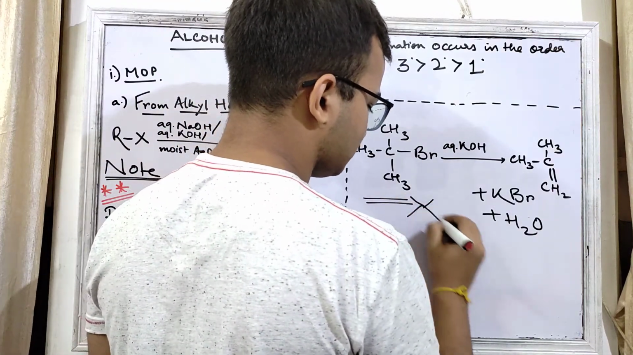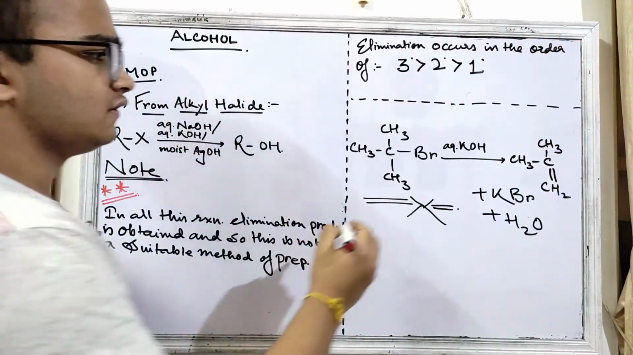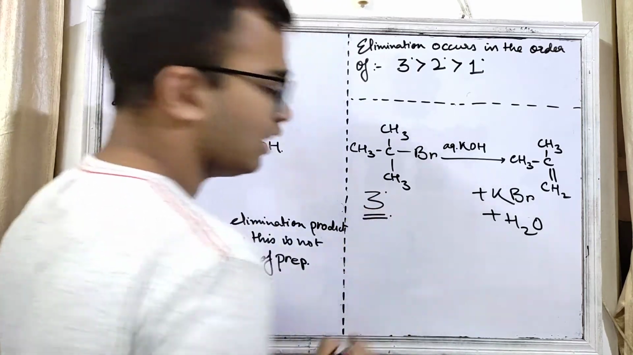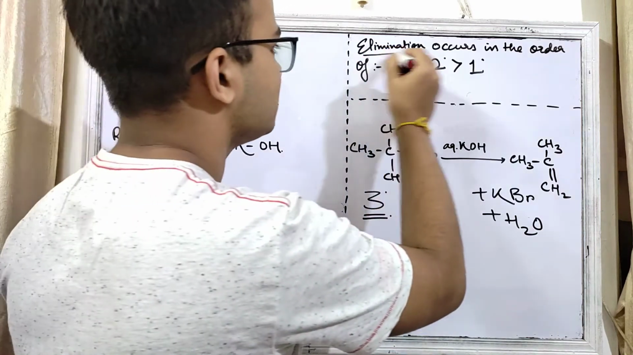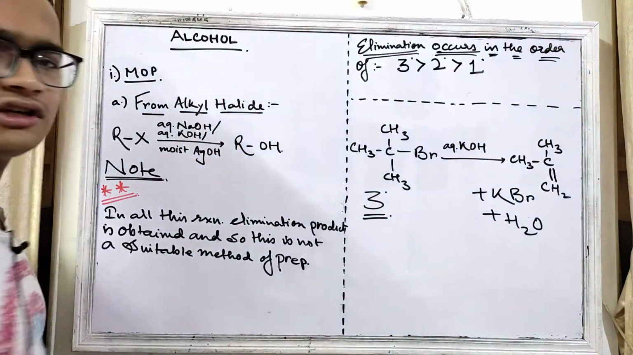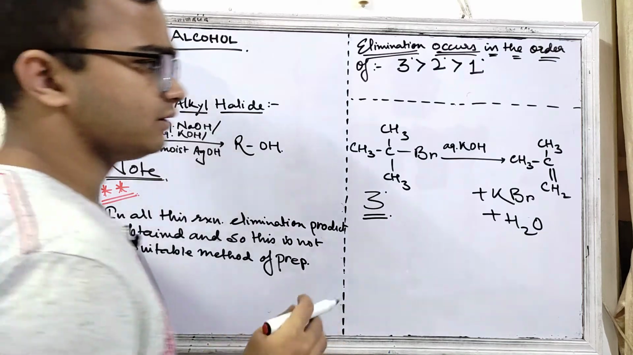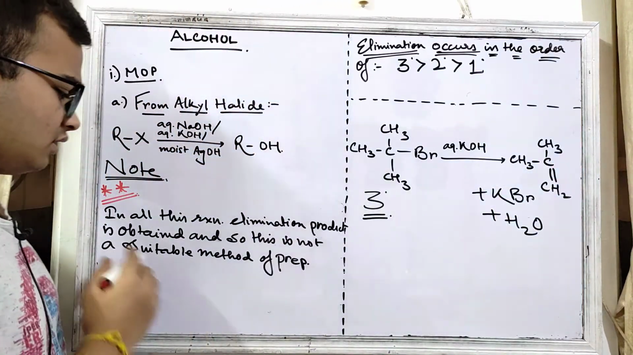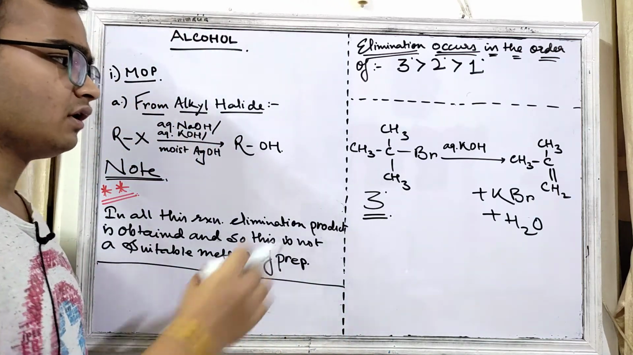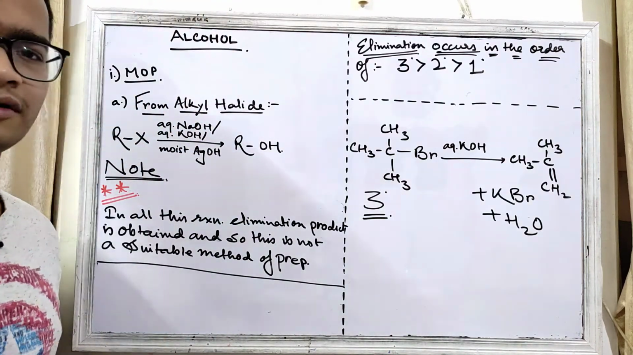If you have understood, then you will easily be able to answer this question. Why is this alkene being formed here? Because see, this is a 3-degree butyl bromide, and in 3-degree butyl bromide, elimination is more preferable. See, if you notice the order, it is 3, 2, 1. So elimination product is more preferable, and in tertiary alkyl bromide, alkene is formed as a major product. So this is not the reliable method for the preparation of alcohol.